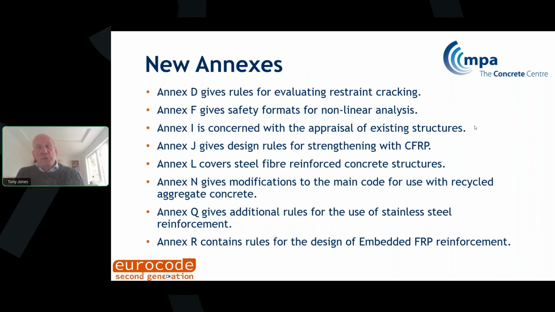We've got rules for CFRP plate strengthening with plates and also with near surface reinforcement. We have rules for design of steel fiber reinforced concrete structures. Again, this is steel fiber reinforced concrete structures generally working with normal reinforcement, not the case of only steel fibers. We have rules for using recycled aggregate concrete, rules for stainless steel, and I've already mentioned embedded reinforcement.